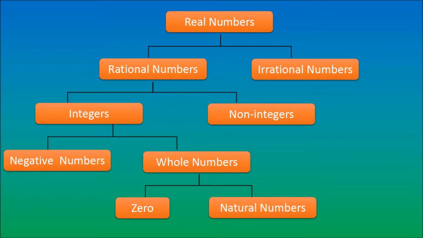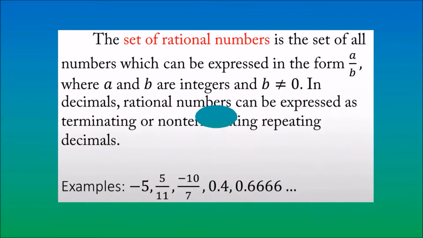All of these numbers, like whole numbers, integers, non-integers, make up the rational numbers. The set of rational numbers is the set of all numbers which can be expressed in the form a over b, where a and b are integers and b must not be equal to 0. In decimals, rational numbers can be expressed as terminating or non-terminating repeating decimals. Examples: -5, 5/11, -10/7, 0.4, 0.6666, and so on.